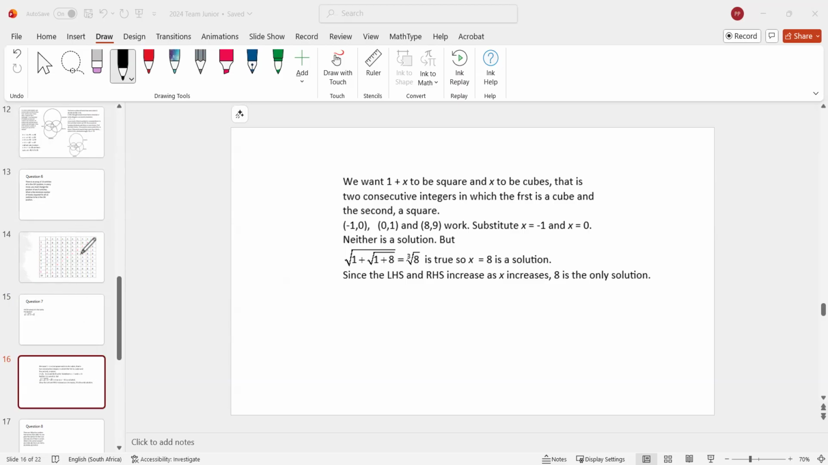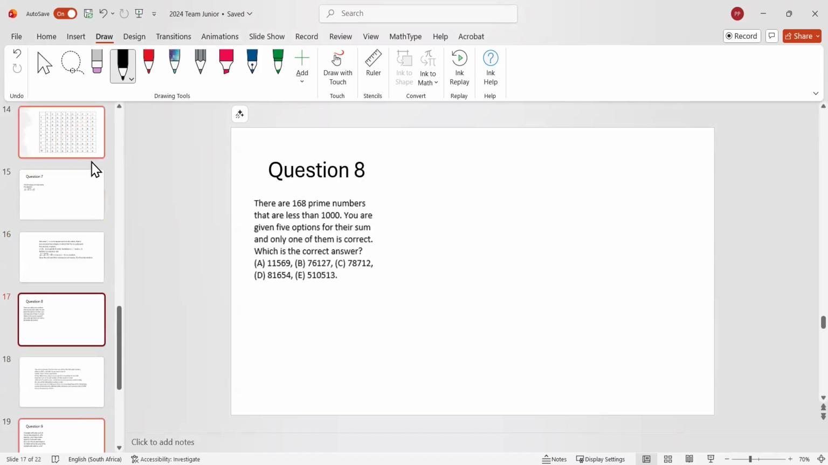Okay, now let's just get on to the next problem. We're in question 7 now. We go to question 8. Question 8 involves prime numbers.